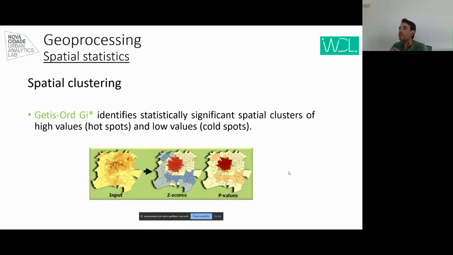And you also have measures for spatial clustering. For example, the Getis-Ord Gi star identifies statistically significant spatial clusters of high values, hotspots, and low values, cold spots. And this, for example, could be used instead of using, for example, k-means for clustering. You can use this type of clustering, so you can cluster your data and try to understand if there is any pattern in the independent variable, if it can be explained or more explained using these clusters.